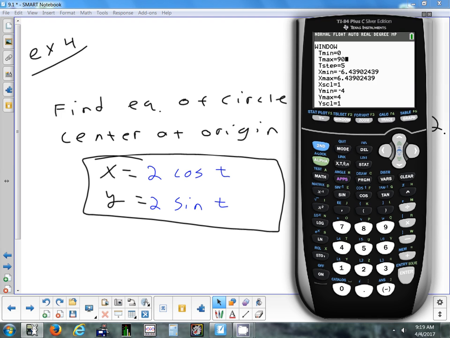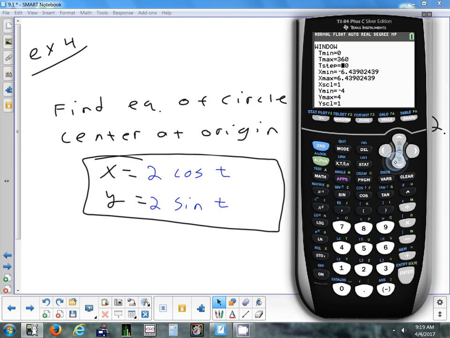Now, what if in my window I did steps of 90 degrees? What would this look like if I hit graph? Like a square. Oh, I'm sorry. You're right. It would only draw a quarter of a circle. It wouldn't graph all points in between, so it'd be straight lines. It's going to draw straight line segments from 0 to 90 to 180 to 270 to 360.